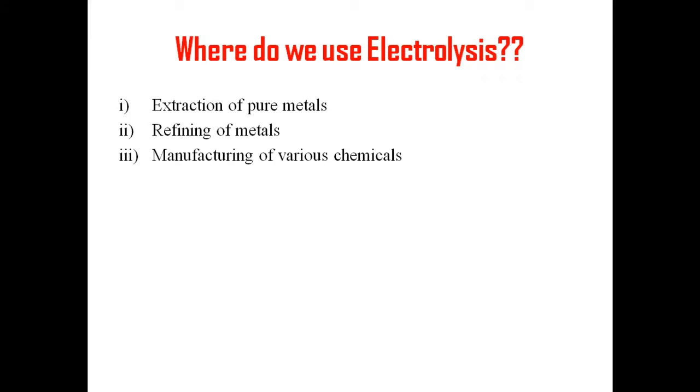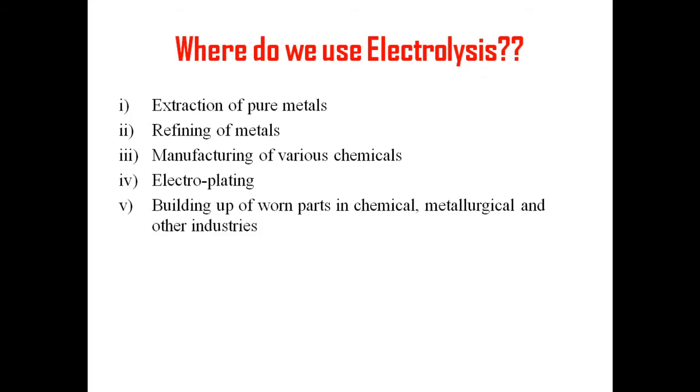And the third application is the manufacturing of various chemicals such as potassium, caustic soda, chlorine, etc. It is also used for the electroplating process. I will take up a separate topic on electroplating and explain what it actually means. Also, we can use it for building up worn parts in a chemical or any other industry. Means in industries there may be damage to a metal, and that can be built up using this electrolysis process. So these are the points where we actually use the electrolytic process.